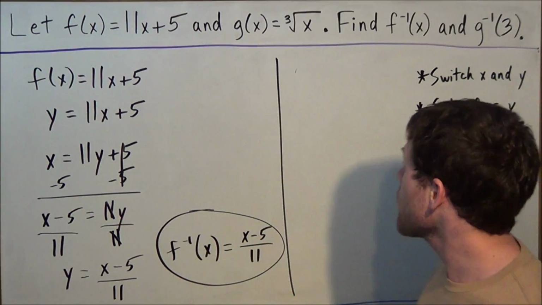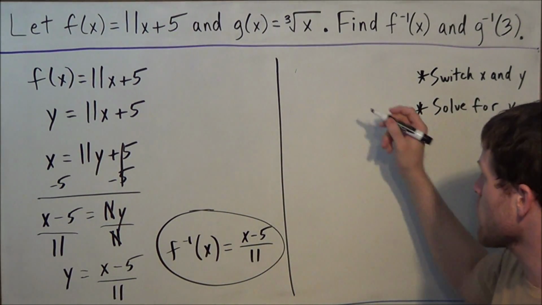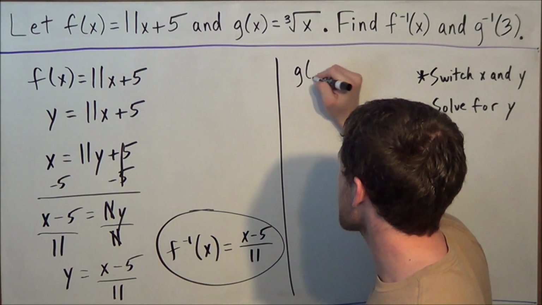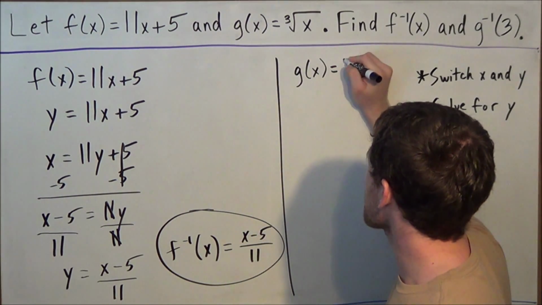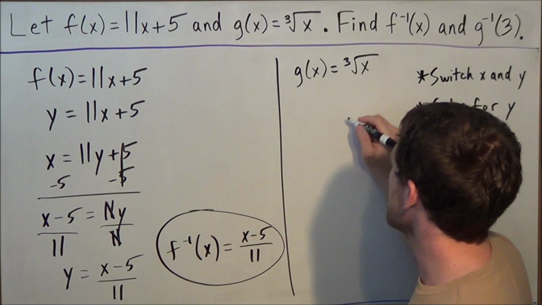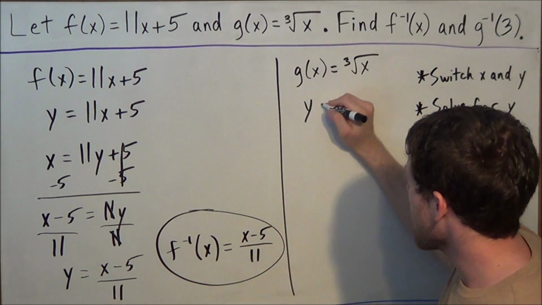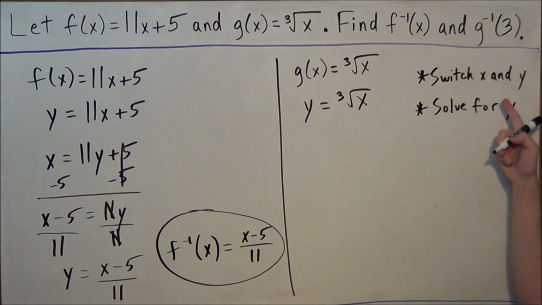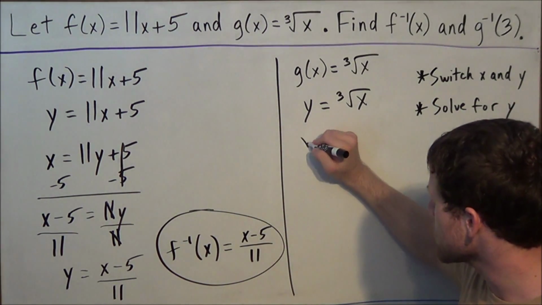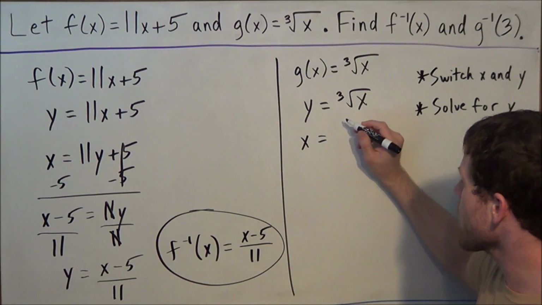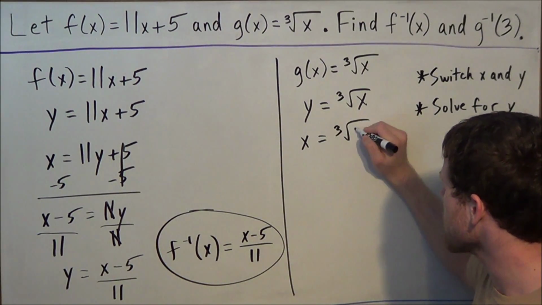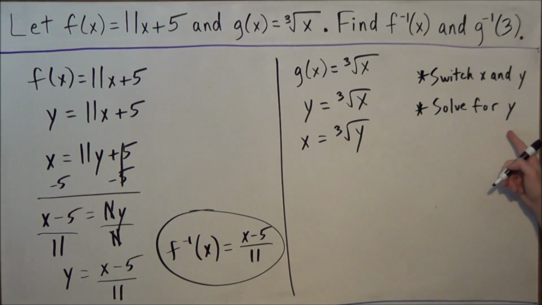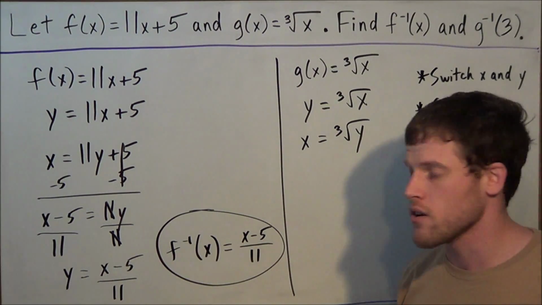So now for the next part of this problem, we want to find g inverse of 3. So we write out, we have g of x is equal to the cube root of x. So we're going to write this as y equals cube root of x, and now we're going to follow these two steps. We're going to switch x and y, so instead of y equals, we have x equals the cube root of y. And then the next step here is to solve for y.